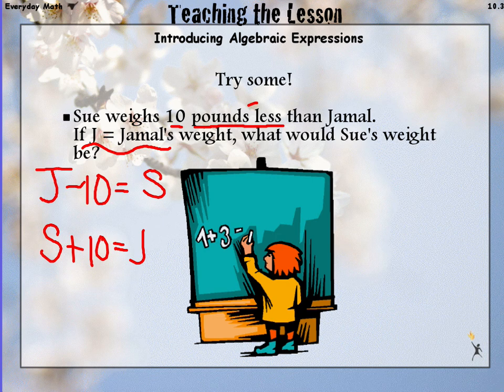Here are a few examples. So Sue weighs 10 pounds less than Jamal. If Jamal equals Jamal's weight, what would Sue's weight be? Well, whatever Jamal's weight is, minus 10 equals Sue's. We have a J and an S. Both are variables that stand for J for Jamal, S for Sue. Another way you could also do it is to flip it and say Sue's weight plus 10 is going to equal Jamal. So here there's two ways to get to the final answer.